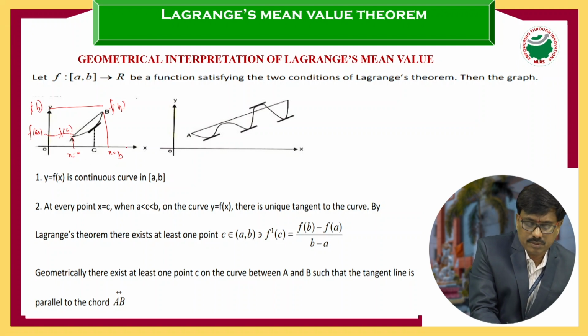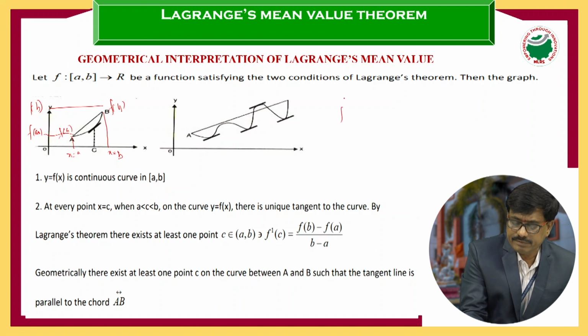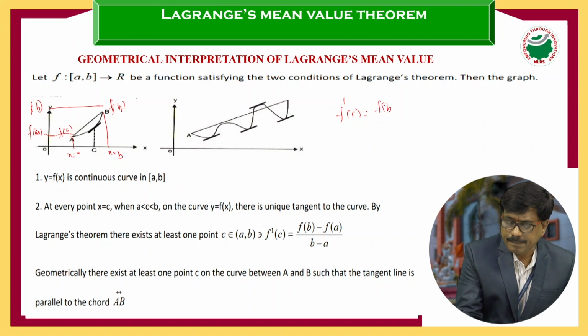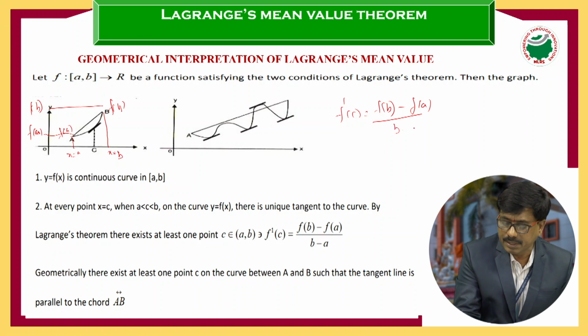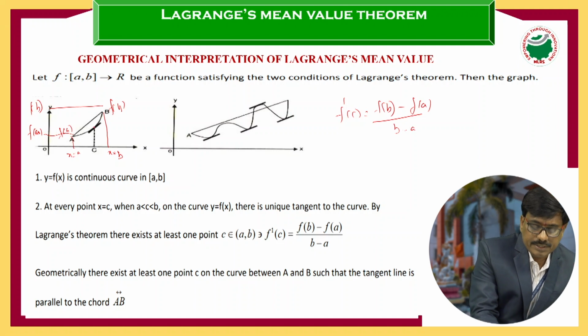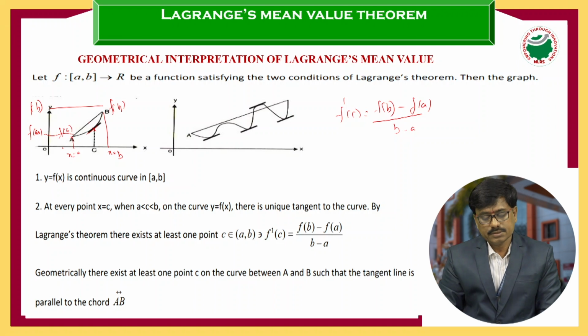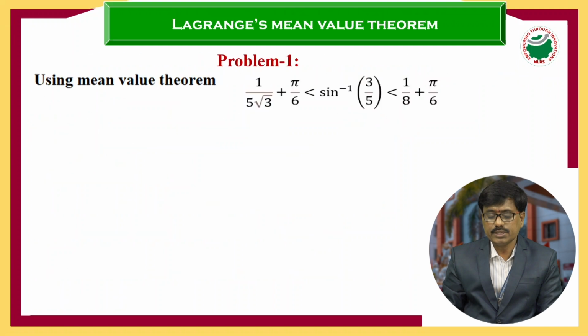What is the slope of this curve now? What is the slope f dash? f dash of c is equal to the difference f of b minus f of a, whole divided by b minus a. See here what we observe: when we draw the c value between a and b, at this particular point I can draw a tangent. This tangent is parallel to the chord. This is the geometrical representation of Lagrange's mean value theorem.